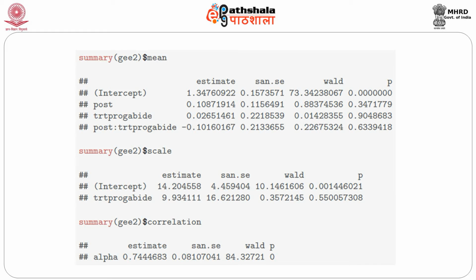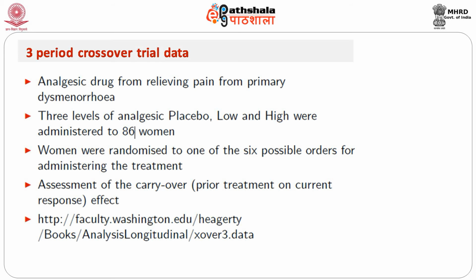So, the correlation parameter, previously it was 0.77, now this has reduced to 0.74, but it is significantly greater than 0. Next comes another data from a 3-period crossover trial. Now, what is a crossover trial? A crossover trial assumes that a treatment has 2 or 3 levels, say A, B and C.